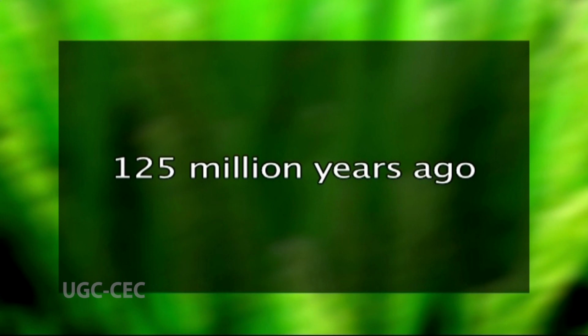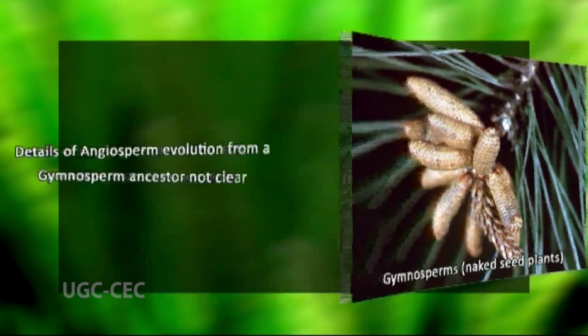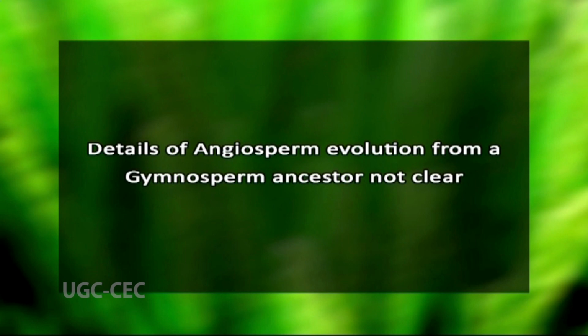125 million years ago. Traditionally, the closest relatives of angiosperms, as I have already mentioned, were the gymnosperms. They have been considered the closest relative of angiosperms. However, the details of angiosperm evolution from a possible gymnosperm ancestor are not very clear. There are various hypotheses that trace the evolution of angiosperms from gymnosperms.